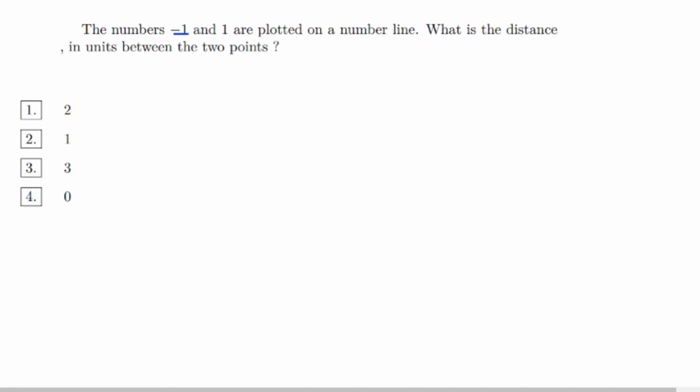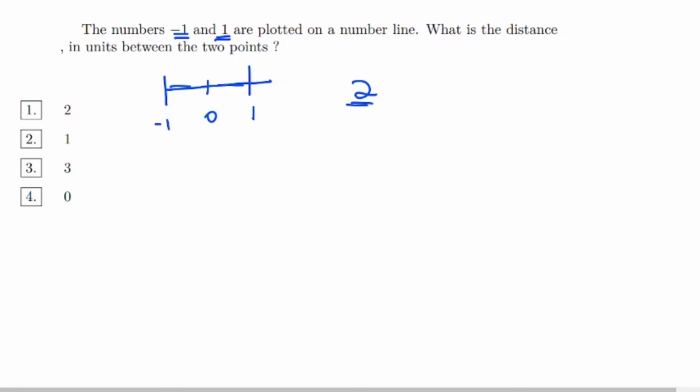The numbers -1 and 1 are plotted on a number line. What is the distance in units between the 2 points? Well, you could draw a number line and you have 1 here, you have -1 here, and you have a 0. And so this is 1, 2, this is 2 units apart.